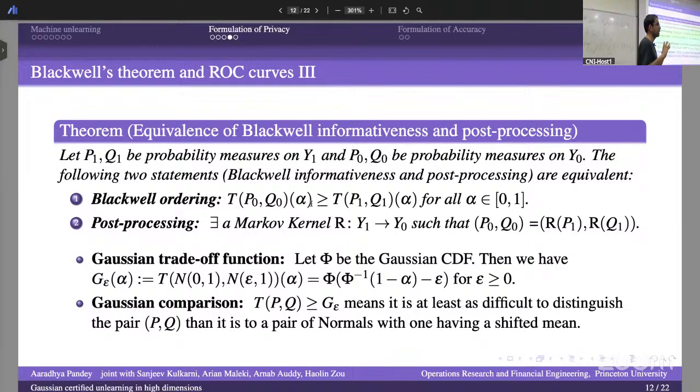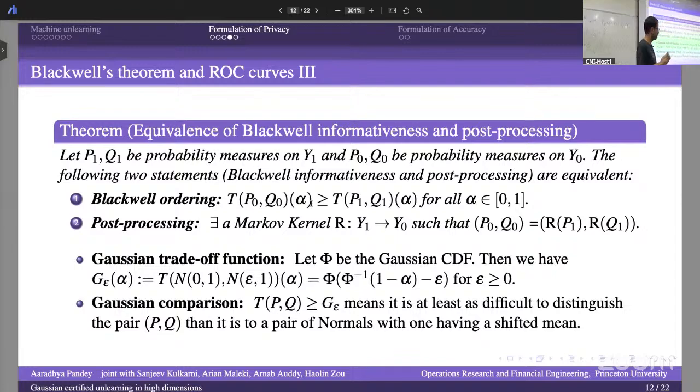Okay. So maybe one intuitive thing I should explain is an example. I don't have it here, but let me just state it. Think of it like this: P1 is like delta 0, the delta mass at 0, and Q1 is like the delta mass at 1. Then they are easily distinguishable. Why? Because you see your output: if it is 0, it came from P1, and if it is 1, it came from Q1. But now you apply an R, which is a Markov kernel. I assume everyone knows a Markov kernel is the same as a randomized algorithm.